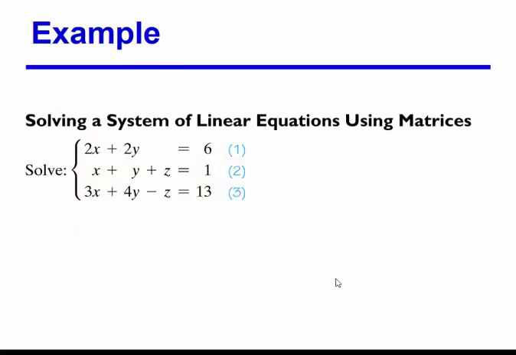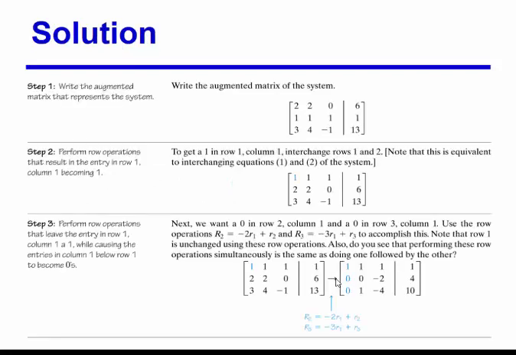And so here we have a system of linear equations using matrices. So we have a system of three equations, three unknowns. We have equations 1, 2, and 3. And so first we write an augmented matrix that represents the system. So here's the augmented matrix.